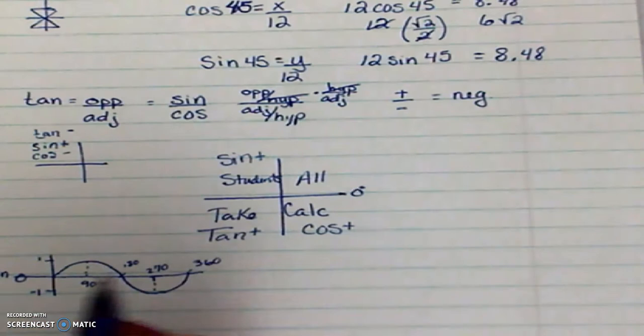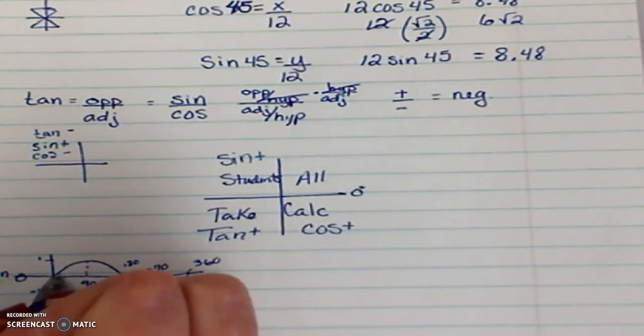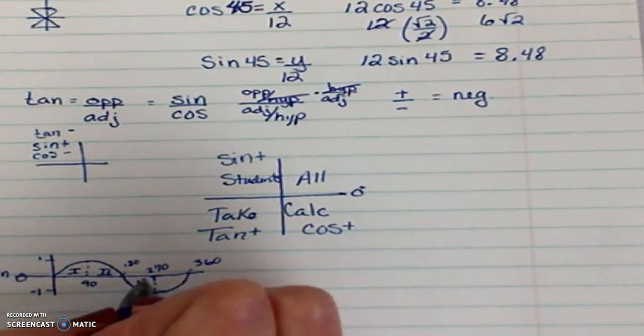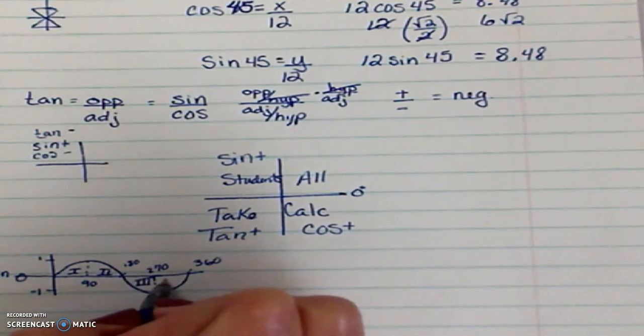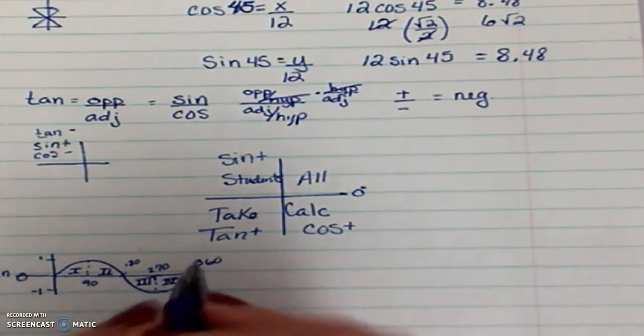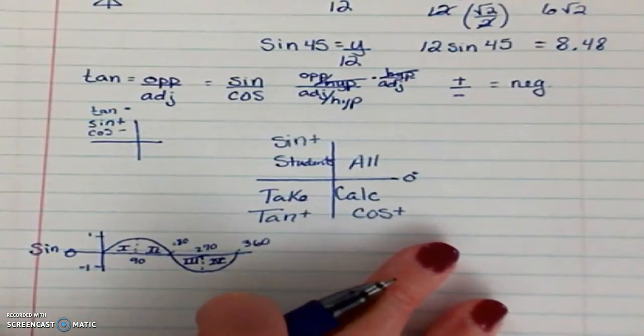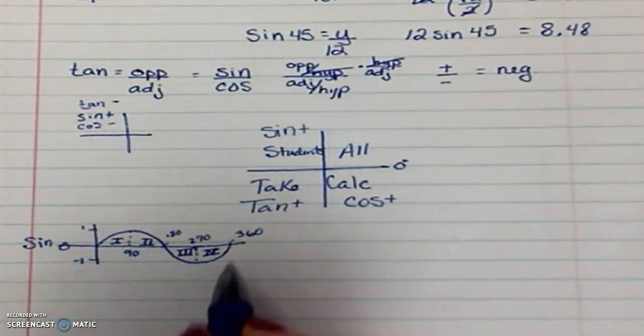So if you look at the values, between 0 and 90 degrees is quadrant 1. 90 to 180 is quadrant 2. 180 to 270 is quadrant 3. And then you have quadrant 4. So you can see that sine is positive in the first two quadrants and negative in the last two quadrants.